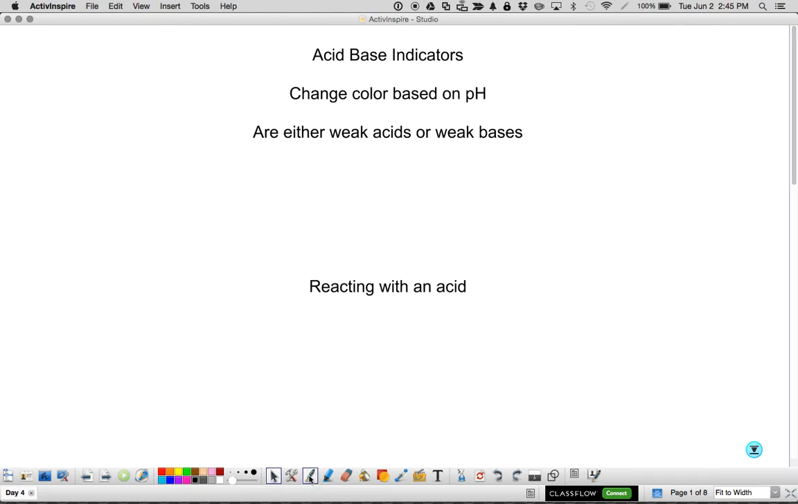So if we say that an indicator is a weak acid and it's monoprotic, let's say it's HIN. Now, IN doesn't stand for indium, IN just stands for indicator, okay? So I'll show you the structure of an indicator in a moment. This is going to establish an equilibrium in water with hydronium ion plus IN minus, okay? Now, we know that water is colorless.